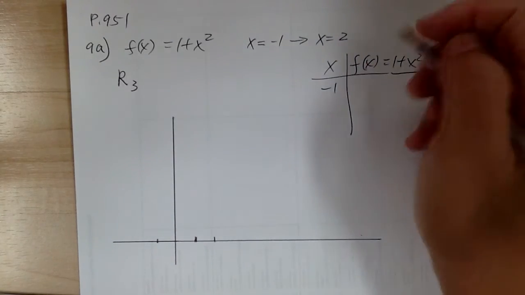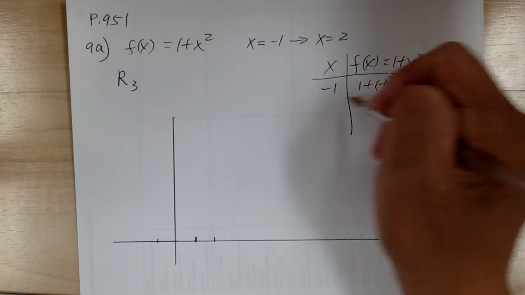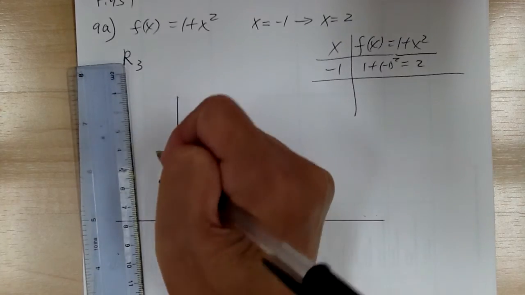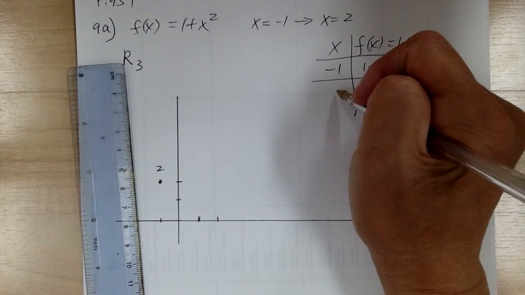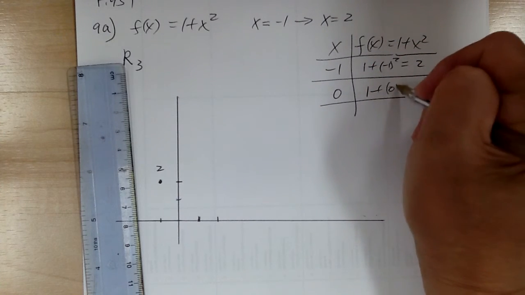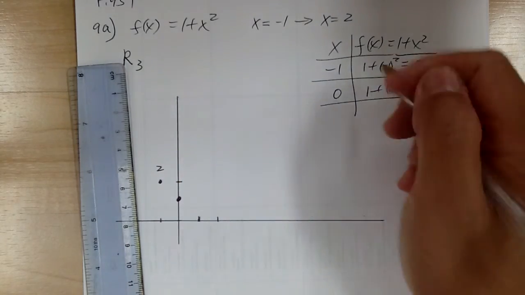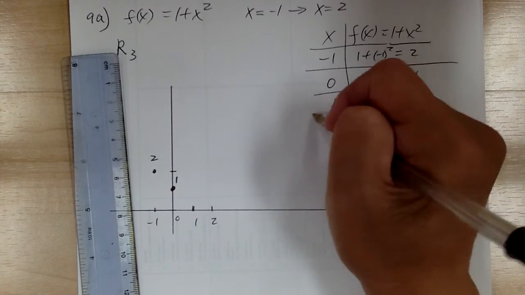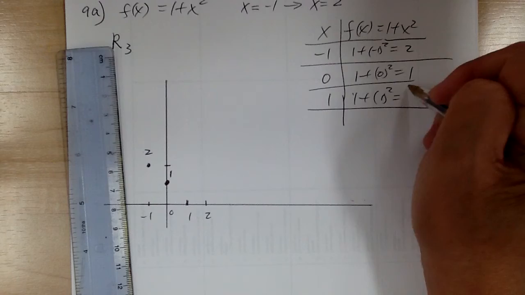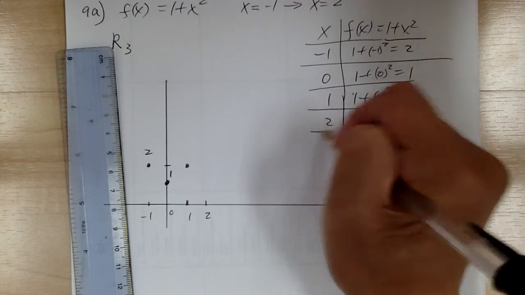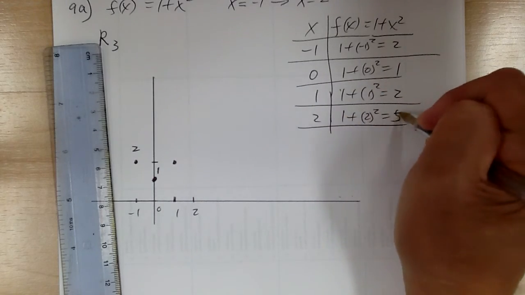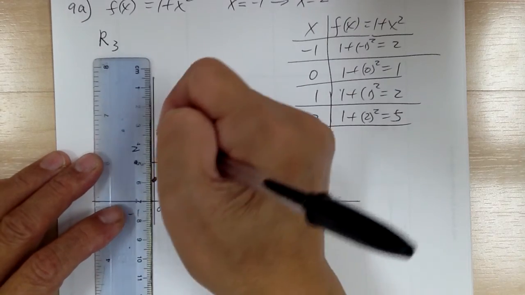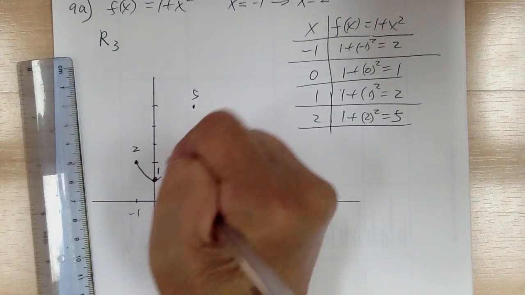So when x equal to -1, you get 1 plus -1 squared, so equal to 2. Again, I'm just going to put up the height so it's less confusing. When x equal to 0, you're going to get 1 plus 0 squared equal to 1. It's going to be over here. So this would be a 1. And when x equal to 1, you get 1 plus 1 squared equal to 2. And when x equal to 2, you get 1 plus 2 squared equal to 5. Okay, so your graph looks like this.